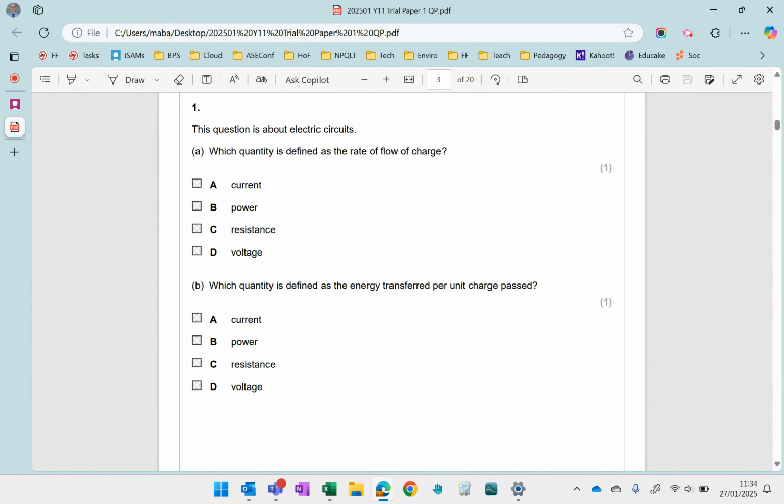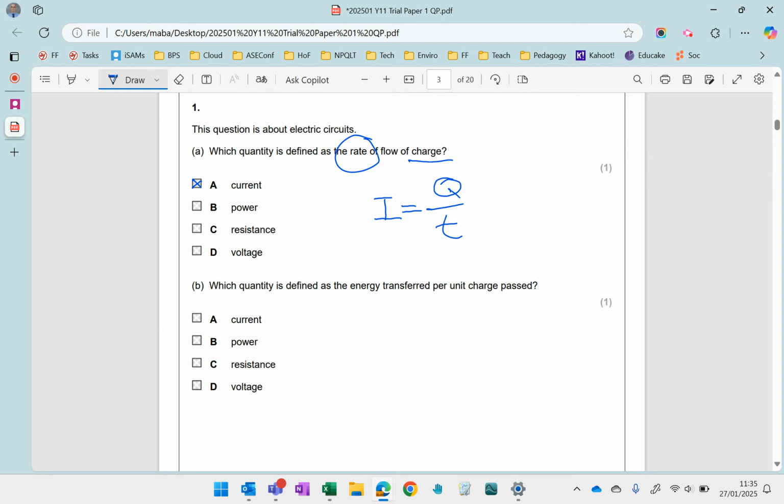Okay, so question 1 is about electrical circuits. Which quantity is defined as the rate of flow of charge? Okay, so this word rate here, basically every time we see that in physics it means divided by time. And it's the flow of charge, and the symbol that we use for charge is Q. So hopefully if you look that up on the formula sheet, you'll see that I is Q over T. And that means that current is the correct answer for 1A.